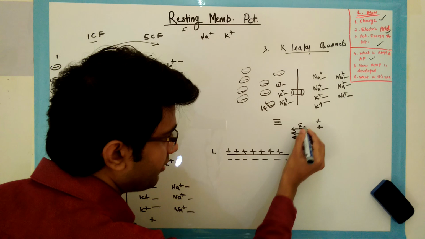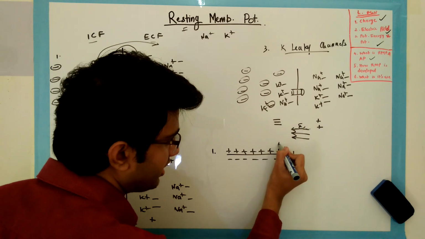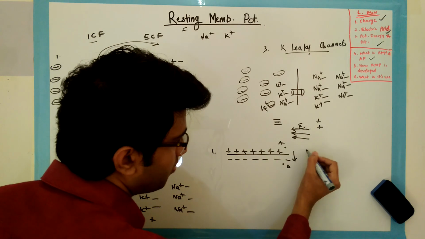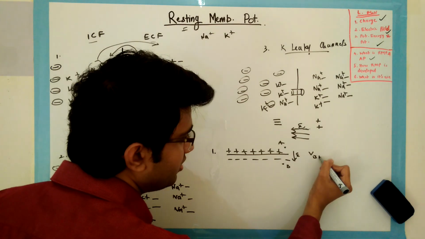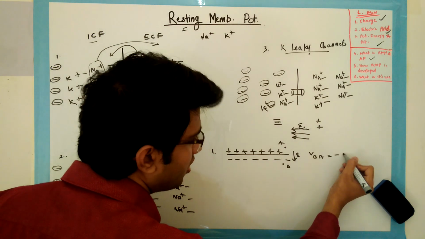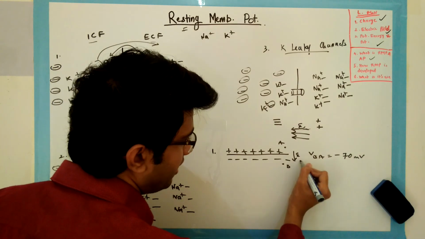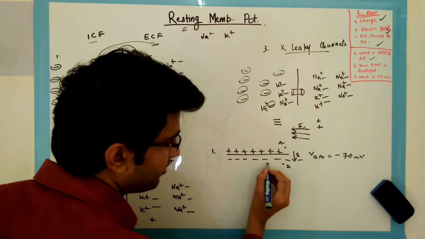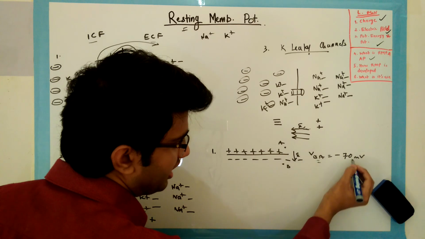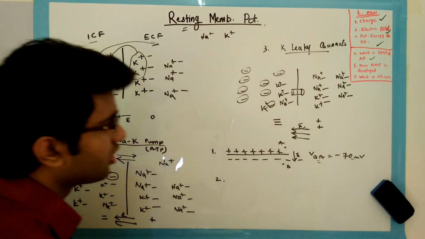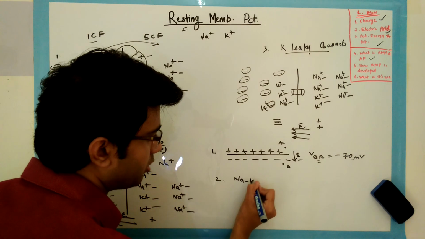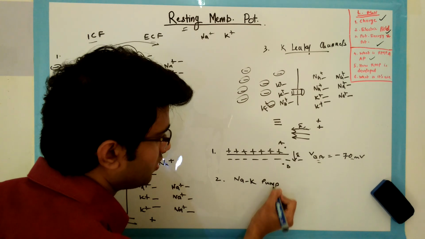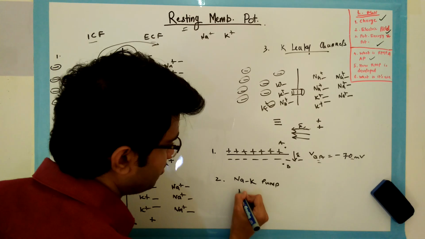Therefore if we have to give a potential, suppose point A and point B, electric field and potential, if you have to give B with respect to A, it will be minus 70 millivolts, right? So positive outside, negative inside, electric field, potential this much. Second thing, the pumps that were used: the first was the sodium potassium pump, and the second was the potassium leaky channels.